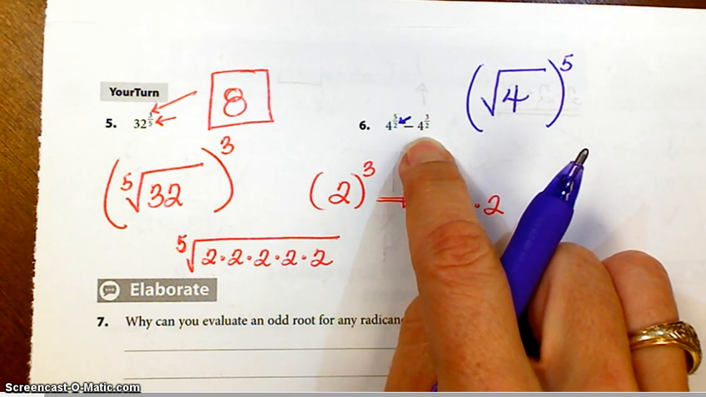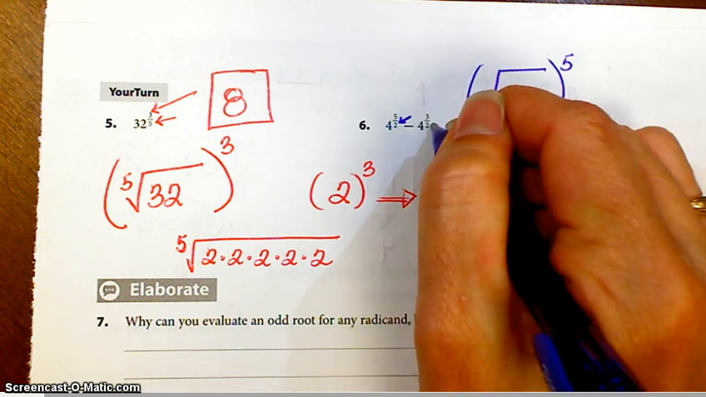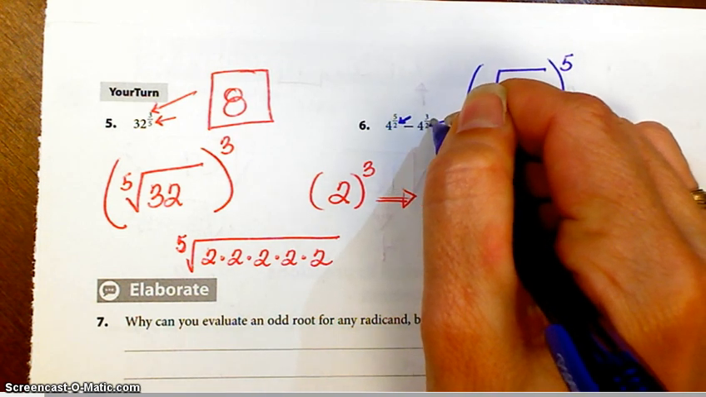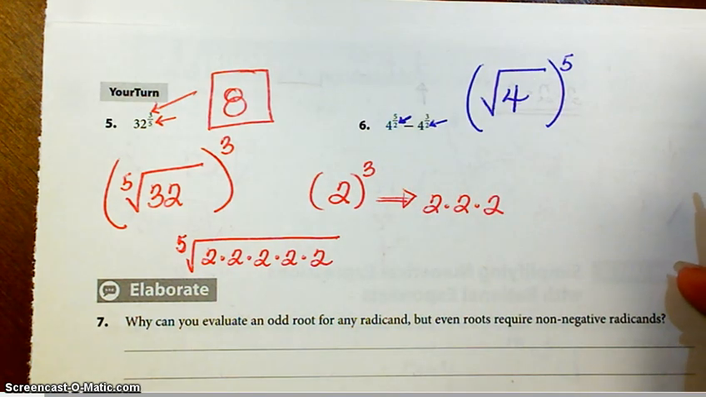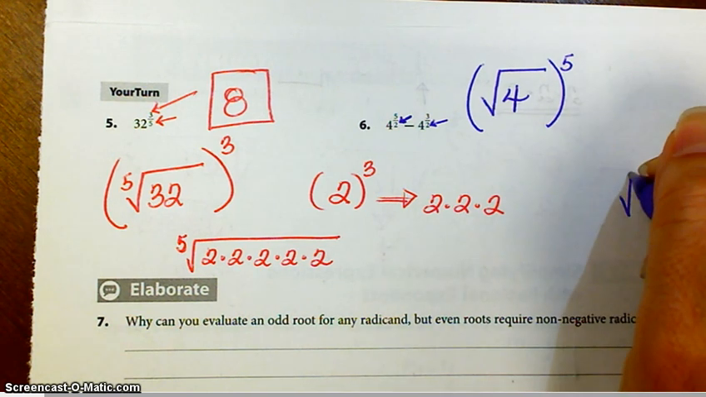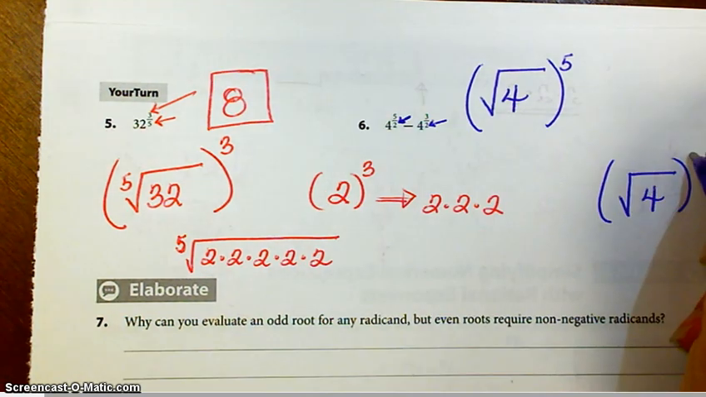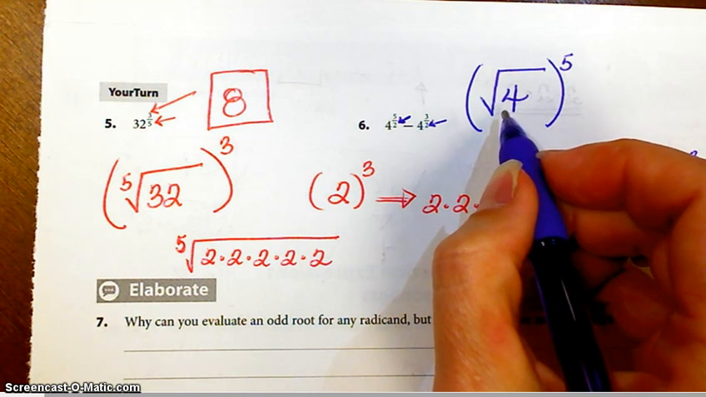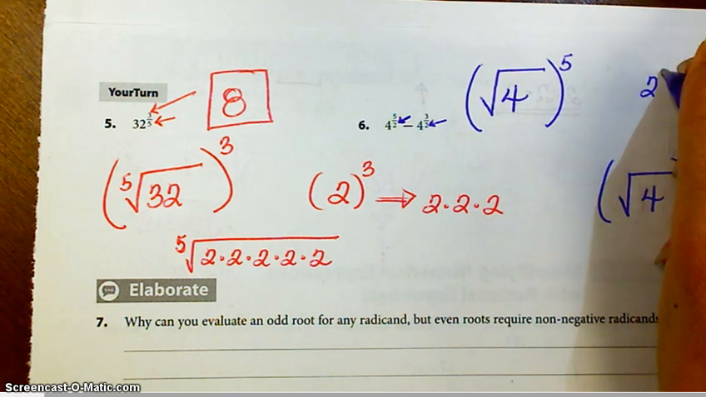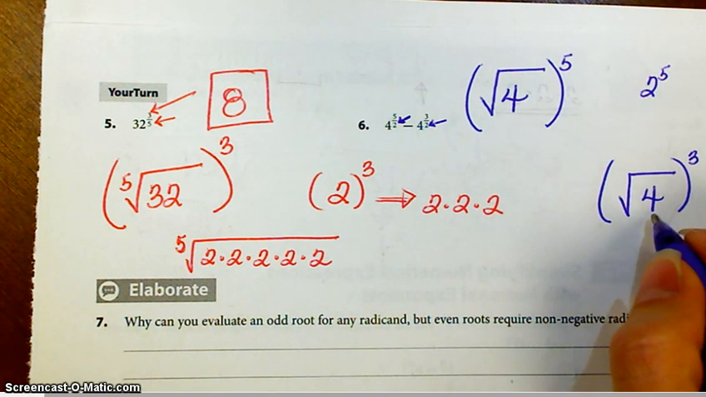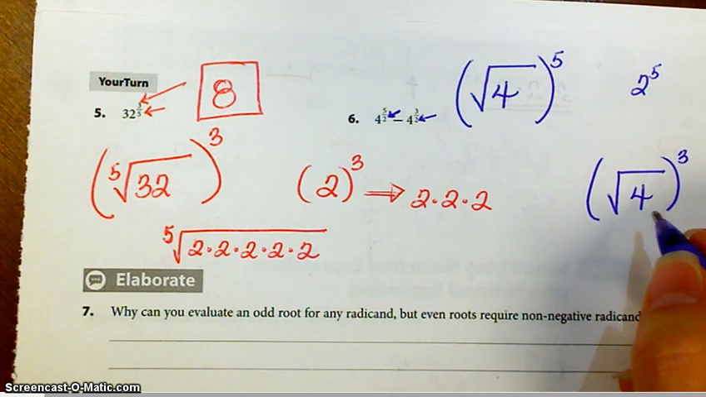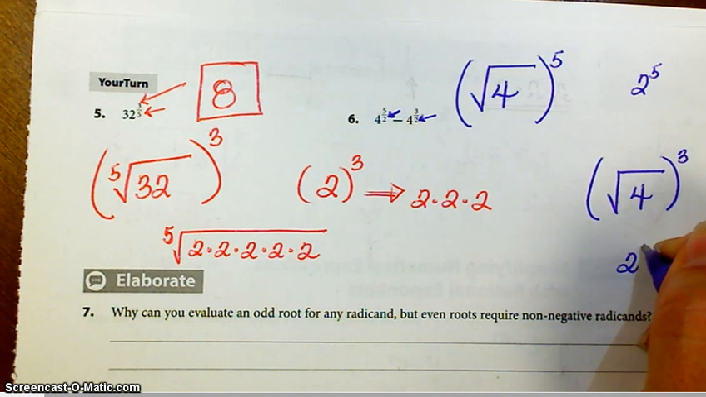This other one, again, the bottom of the fraction tells me what root I'm taking. So again, it's the square root of 4. The top part tells me what I'm raising all of that to. Okay, what is the square root of 4? It's 2. So you've got 2 to the 5th. What is the square root of 4? It's 2. And you've got 2 to the 3rd.